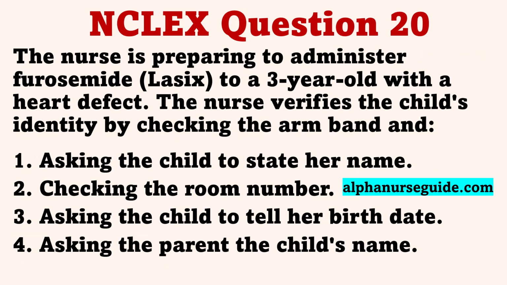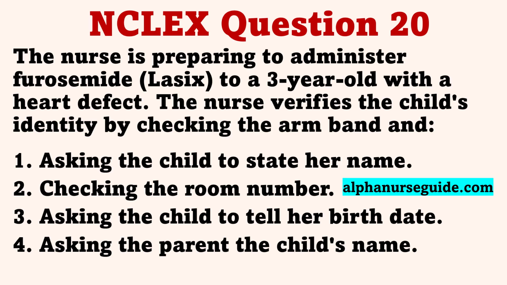The nurse is preparing to administer furosemide, Lasix, to a 3-year-old with a heart defect. The nurse verifies the child's identity by checking the armband and 1. Asking the child to state her name. 2. Checking the room number. 3. Asking the child to tell her birth date. 4. Asking the parent the child's name.